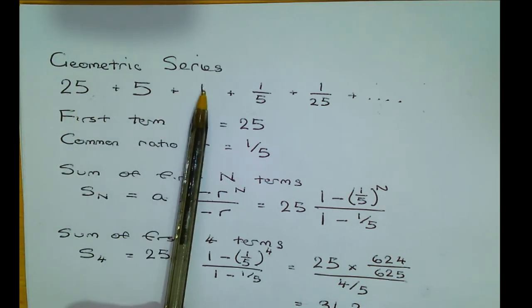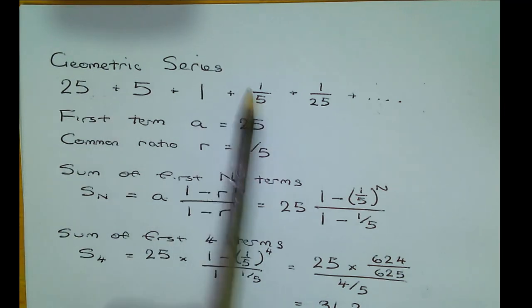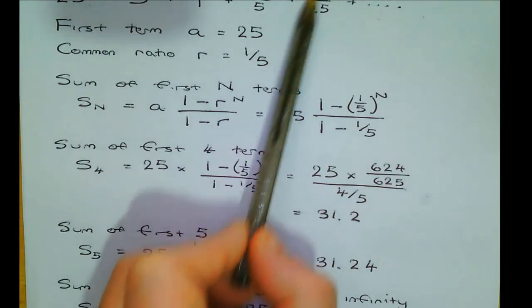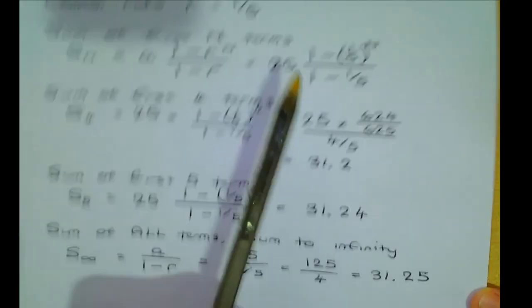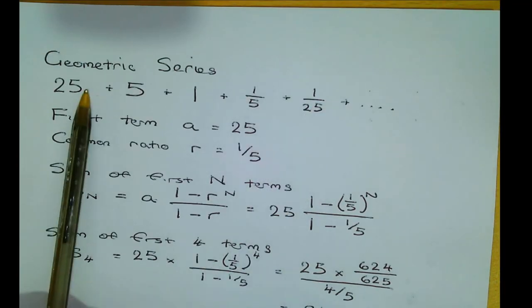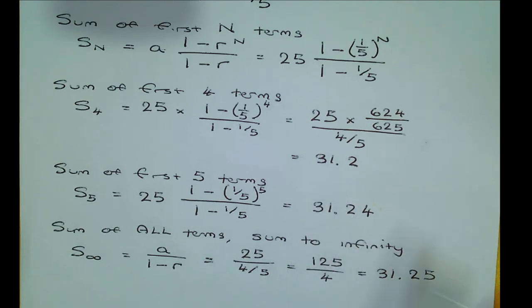Now of course, just considering the first few terms, if we were to just add 25 plus 5, that's 30, 30 plus 1, 31, 31.2, which is of course what we got here. Add on 0.04, we get 31.24. And indeed, if we continued to add on more and more terms, 31.248, 31.2496, we're gradually getting closer and closer to this limit here, 31.25.